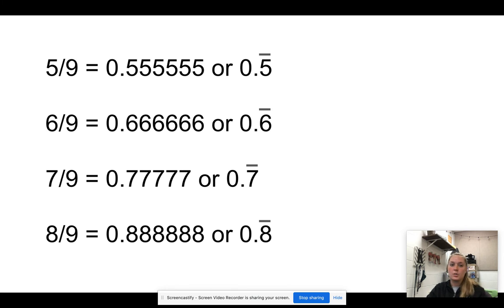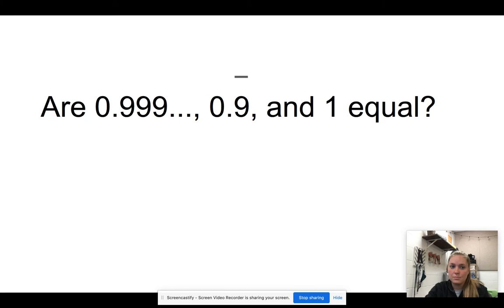So my question to you is, what did you do when you got to 9/9? Did you continue the pattern and put 0.9 with a vinculum? Or did you, in your mind, say, well, 9/9 is 1 whole? So then my question to you is, are they equal? Okay, we're going to dive into this a little bit in class, but if you want to do a little research before I see you next, feel free, because this is kind of an interesting thing to think about.